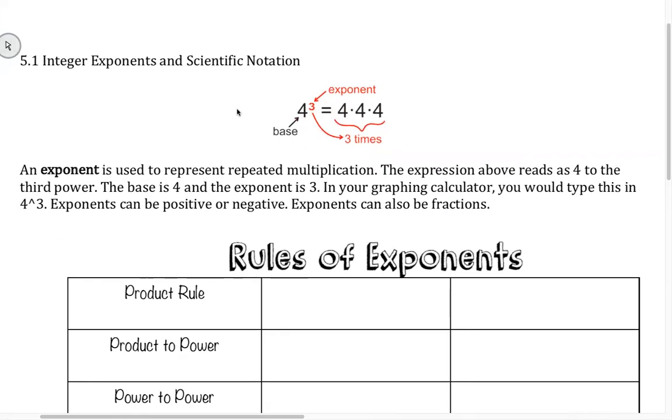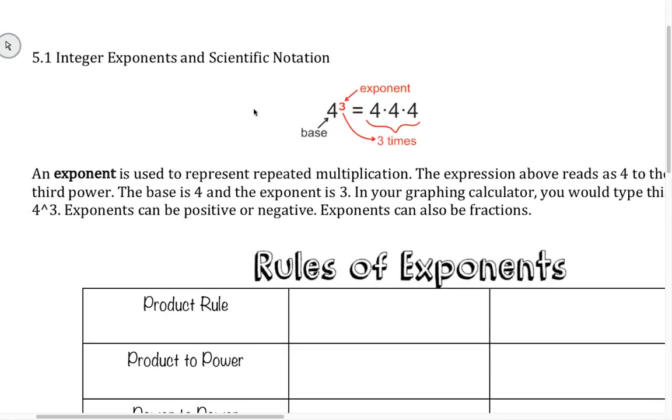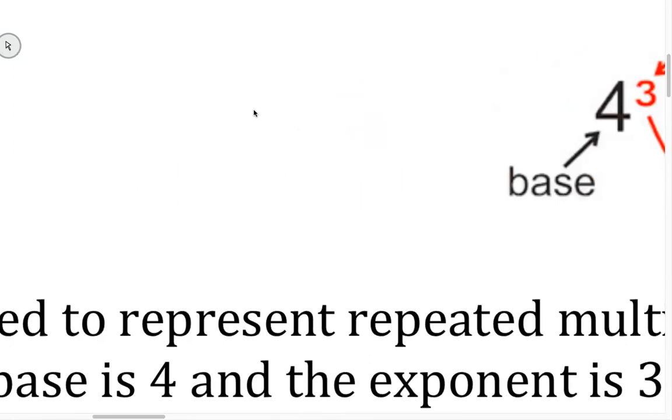exponents, everybody's favorite thing. Now, an exponent is the little number, and the big number is called the base. The exponent tells us how many times we're going to multiply the base together. So an exponent is used to represent repeated multiplication. And this is where I'm going to pre-teach some stuff, so I want you guys to just follow along.